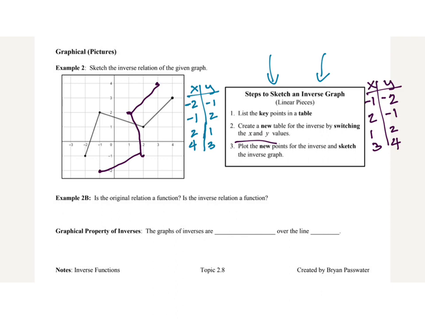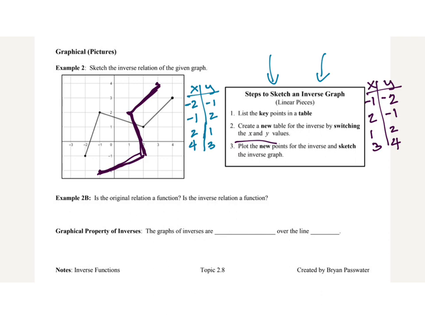So we're going to connect our negative 1, negative 2 to our 2, negative 1. And then we're going to connect the 2, negative 1 to the 1 comma 2. And then connect the 1 comma 2 to the 3, 4. That makes it to where it's not a function anymore. Oh, it's not a function anymore.